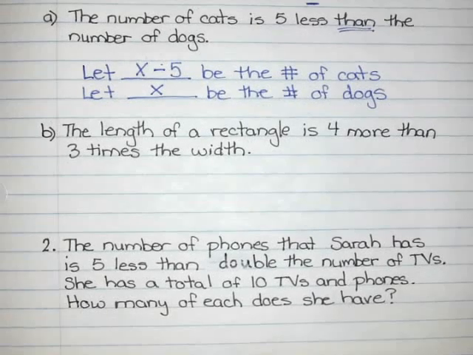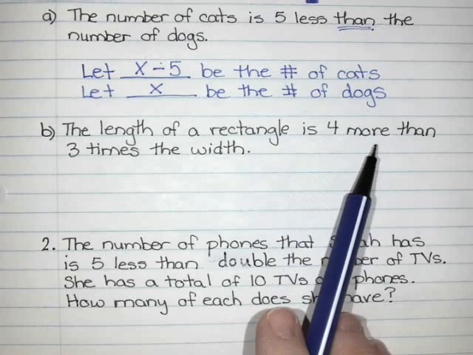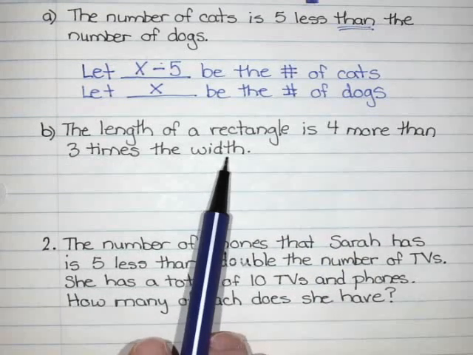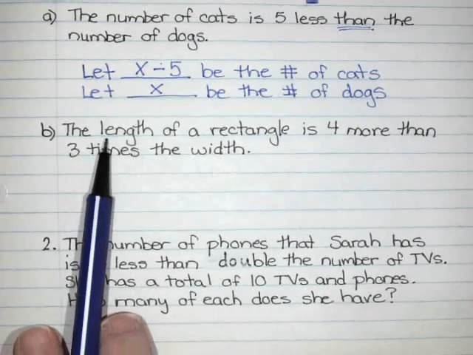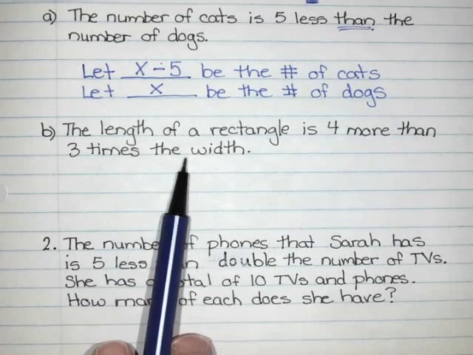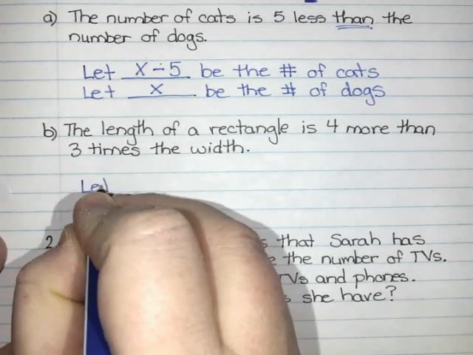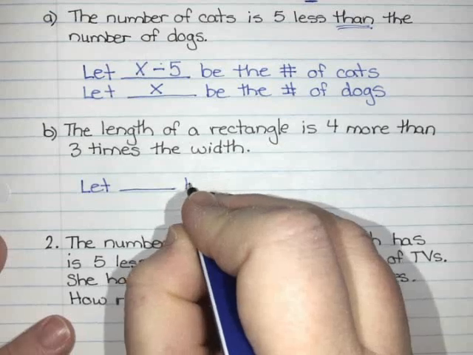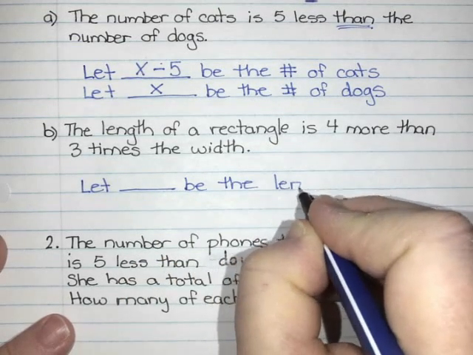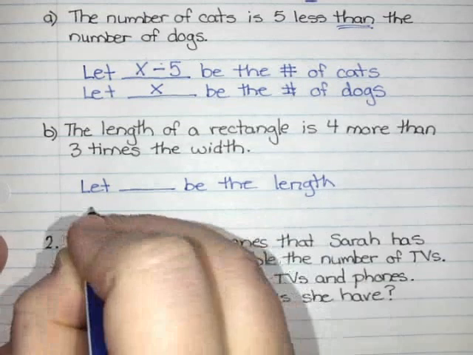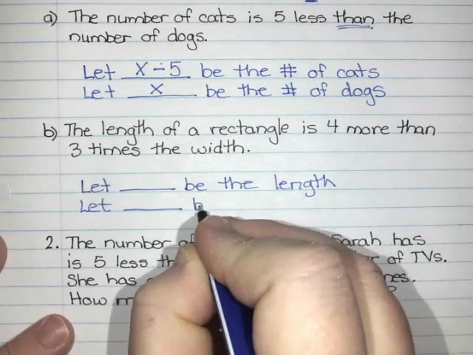Our second comparison sentence says the length of a rectangle is 4 more than 3 times the width. So the first thing I want to do is identify my unknowns. I notice we don't know what the length is, we don't know what the width is. So I'm going to let something, I'm going to think about it, be the length. And I'm going to let something be the width.